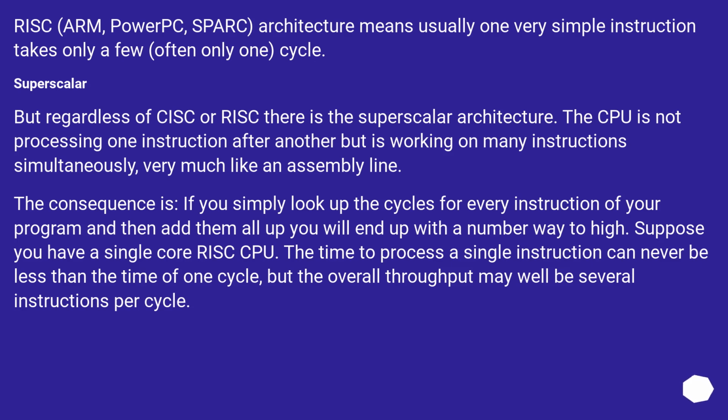Superscalar. But regardless of CISC or RISC there is the superscalar architecture. The CPU is not processing one instruction after another but is working on many instructions simultaneously, very much like an assembly line. The consequence is, if you simply look up the cycles for every instruction of your program and then add them all up you will end up with a number way too high. Suppose you have a single-core RISC CPU. The time to process a single instruction can never be less than the time of one cycle, but the overall throughput may well be several instructions per cycle.